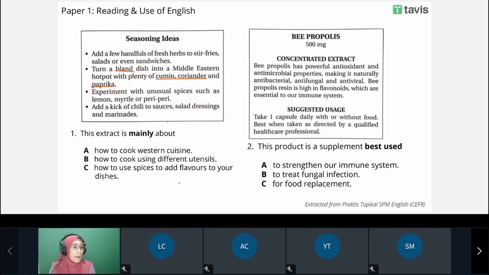Okay, myrtle, maybe, I don't know how to describe it to you, but it's kind of like a spice as well. So you can add it to any of your cooking, maybe. I'm not sure whether Malaysia has this, but we do have lemon, we do have peri-peri sauce. And you can also add a kick of chili to sauces, salad dressings, and marinades.